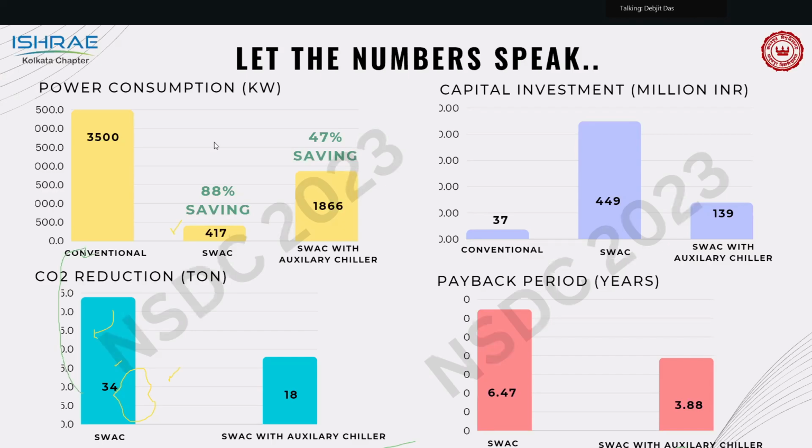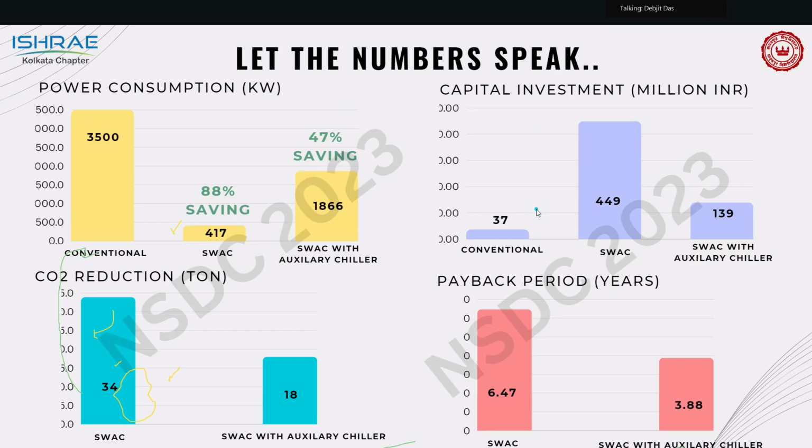So the conventional chiller systems would consume around 3,500 kilowatts. Then if you use the SWAC, that is the direct seawater cooling, you can save up to 88%, and that is a huge number you can get. And if you are using the auxiliary chillers as well, you would be getting around 47% savings.